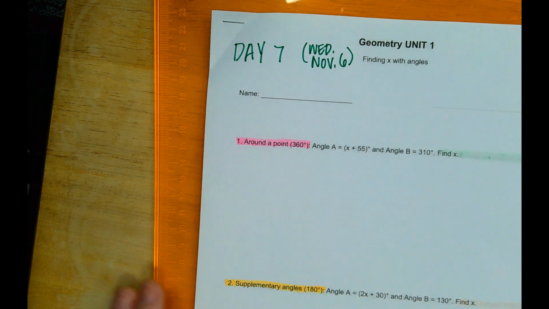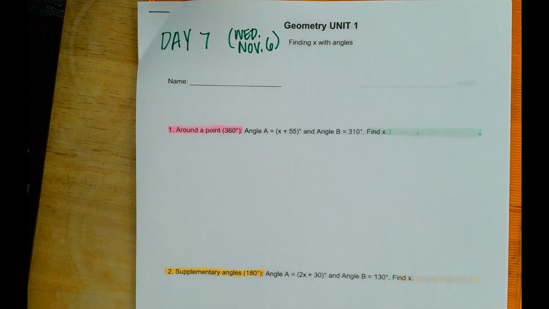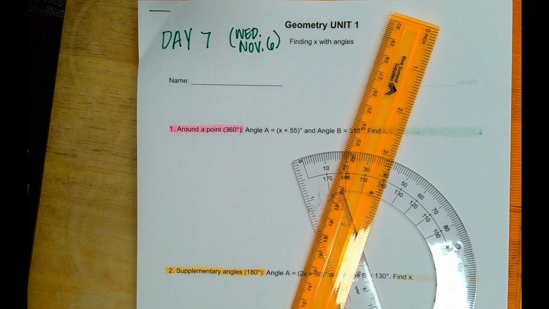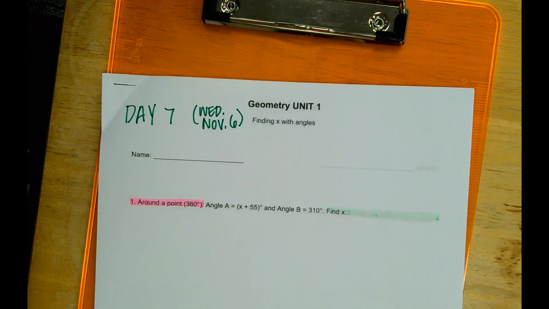All right, so let's just run through one of each type of these problems here. We'll start with the pink ones. For number 1, before I get started, I'm going to make sure I have a protractor and a ruler. So both of these. Oh yes, and my ruler matches my clipboard. Okay, pages aligned so that it doesn't go.